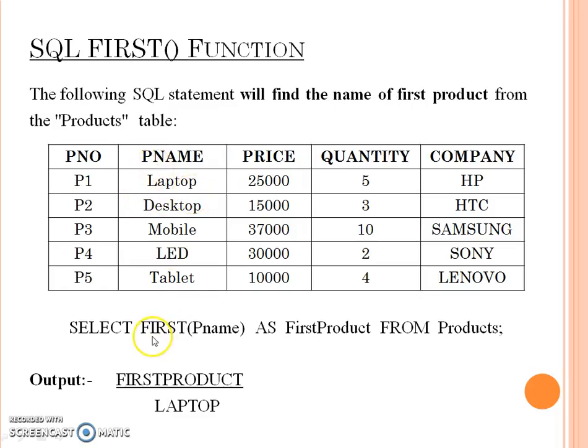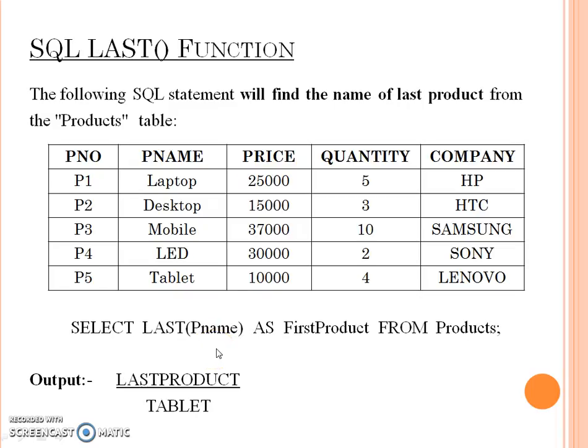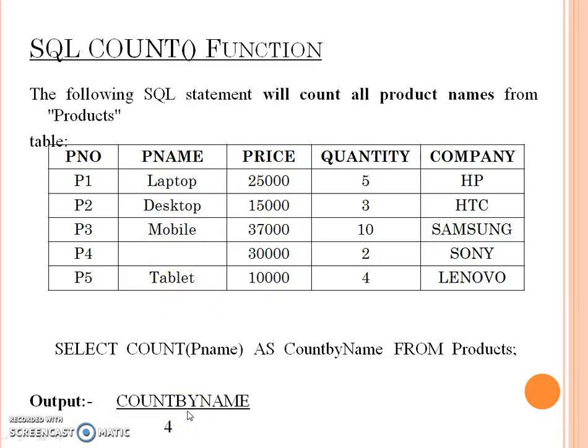If I would have written here first price, the value I would have got was 25,000. First quantity would have returned me 5. First company would have returned me HP. So here you can see that all these aggregate functions are local to a particular column only. Similarly, last is going to return me the last value based on the pname column, that is tablet.